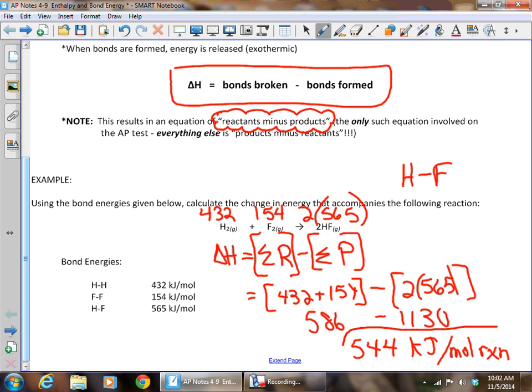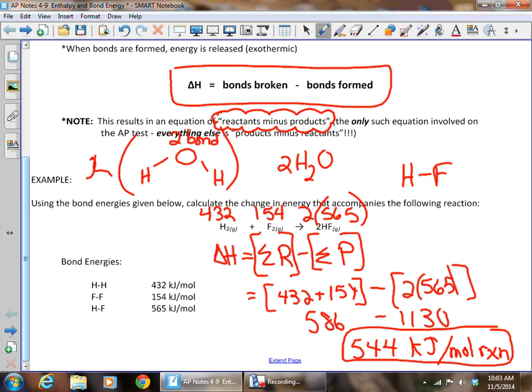Now be careful on this one. This one is a little bit different from heats of formation because let's say that instead of that 2HF, it had been 2 H2Os. In this case, if we knew what the HO bond was, we'd have to figure out how many total HO bonds there were. And remember, water looks like this. So water has 2 HO bonds, and there are 2 of them. What would we have to multiply water's value by? Well, in the case of bond energies, we'd have to multiply it by 4.